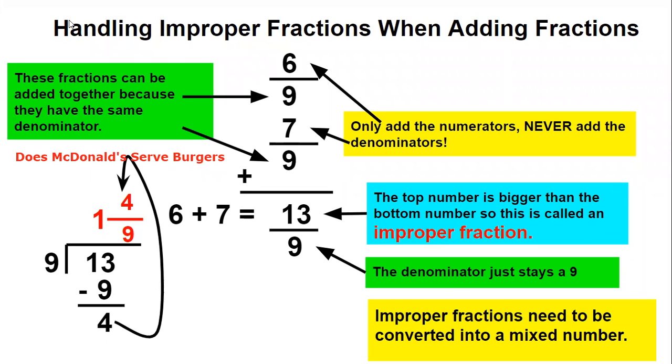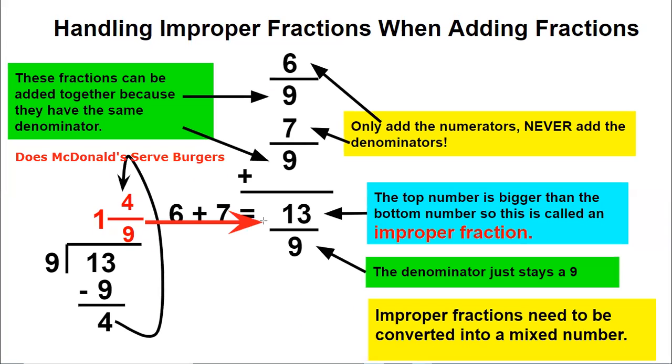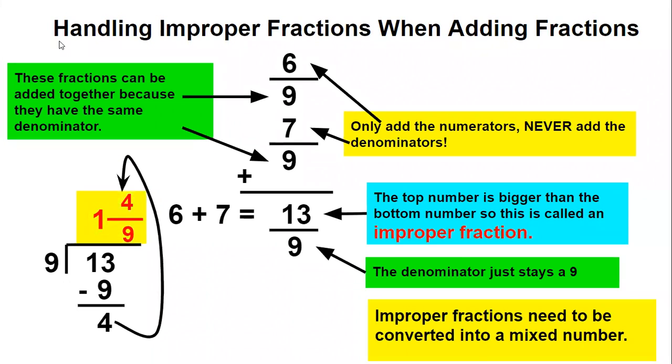That is the same as 13/9. Only we fixed it and made it a mixed number. Why is it a mixed number? Because we have a whole number 1 and a fraction of 4/9. So that is the answer, 1 and 4/9. Okay, let's do another one.